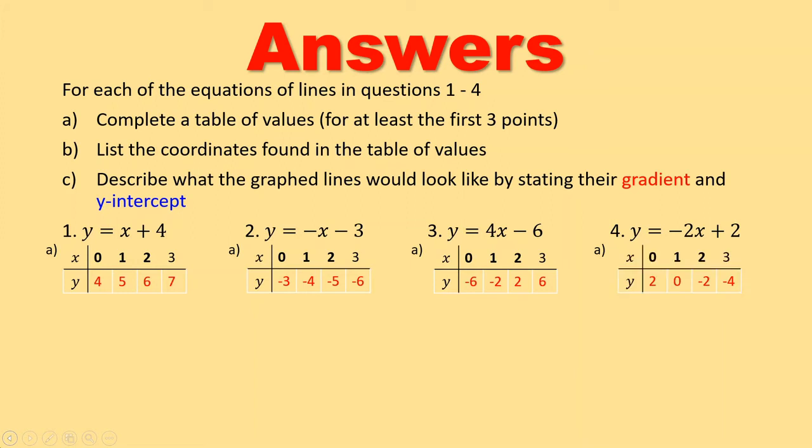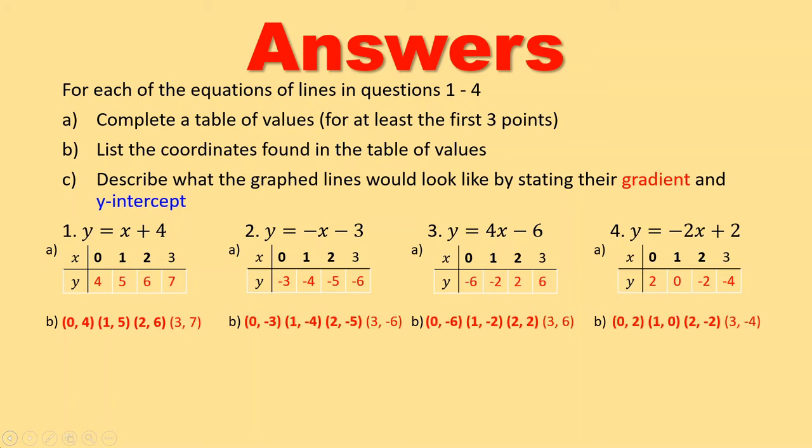And from those tables of values, we can do part 2 of these questions, that's listing the coordinates. For question 1, 0 and 4 is the coordinate (0, 4). 1 and 5 is the coordinate (1, 5). 2 and 6 is (2, 6). And 3 and 7 is (3, 7). For question 2, 3, and 4, hopefully that's pretty straightforward.